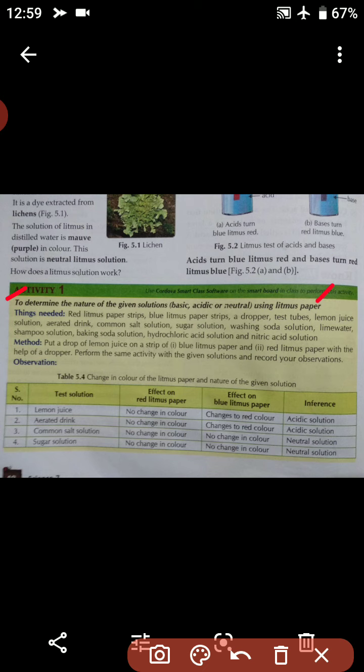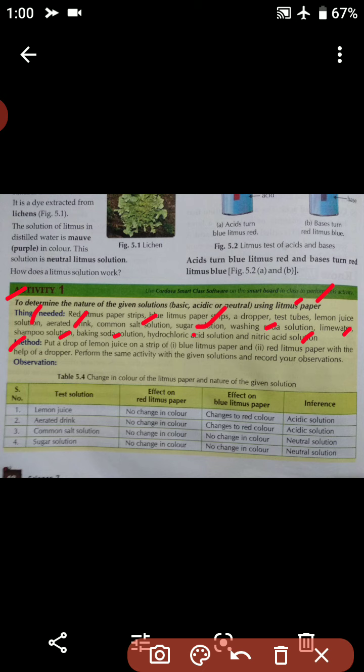Okay. So things needed are the red litmus paper strips, blue litmus paper strips, a dropper, test tube, lemon juice solution, aerated drink, common salt solution, a sugar solution, washing soda solution, lime water, shampoo solution, baking soda solution, hydrochloric acid solution and a nitric acid solution. So all these things are required in order to perform this activity.